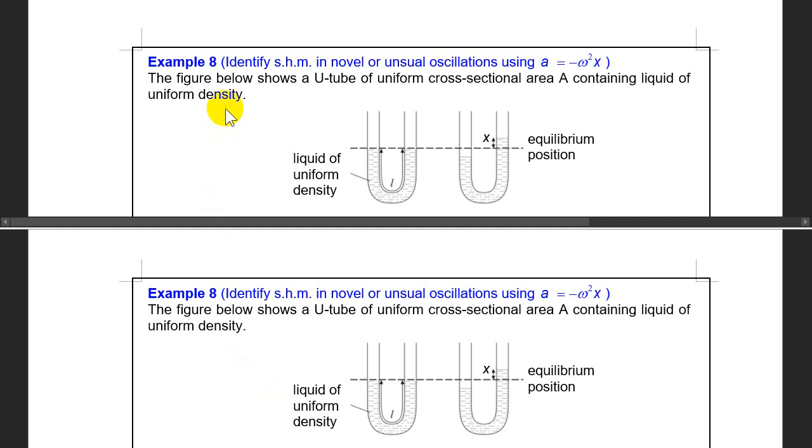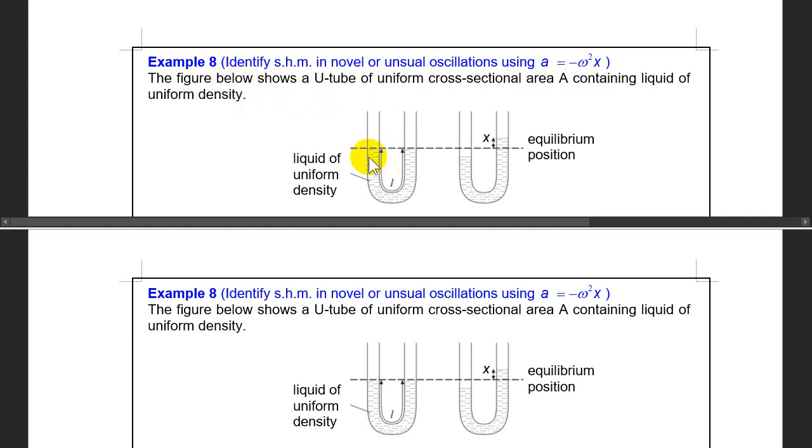Okay, example 8. Identify simple harmonic motion in novel or unusual oscillations, using a equals minus omega square x. What they are saying is, if they tell you that there's some oscillation and the oscillation follows this formula, you should recognize that this is a simple harmonic motion.